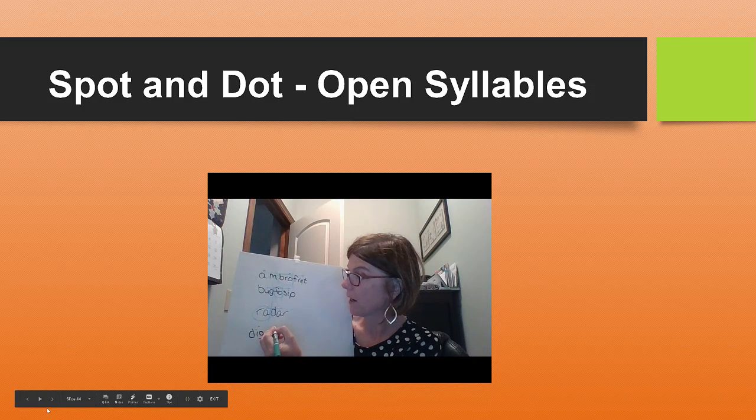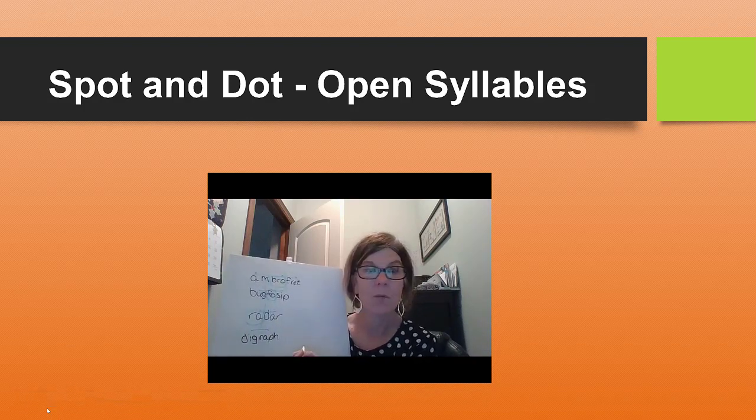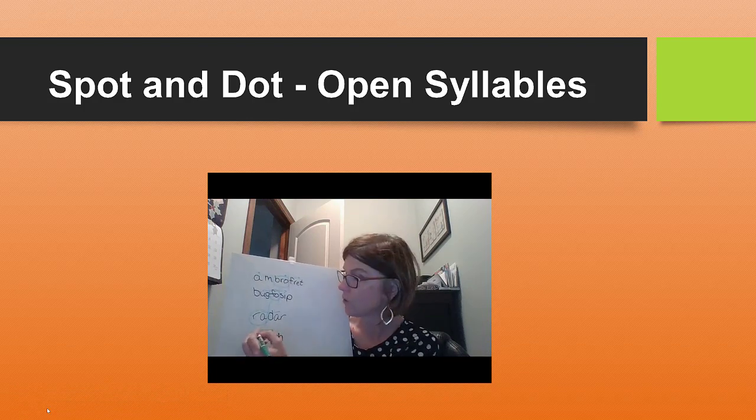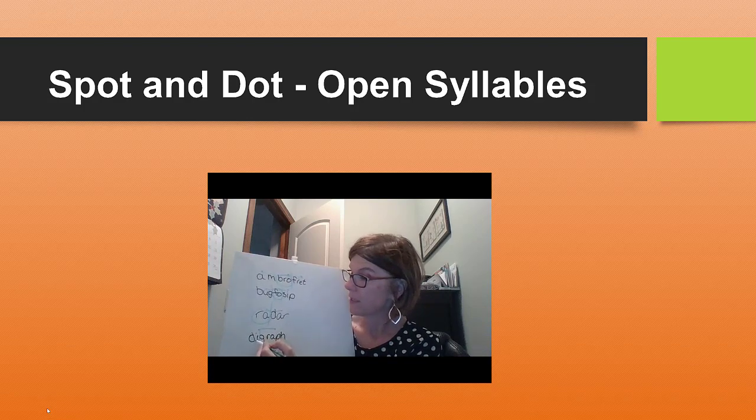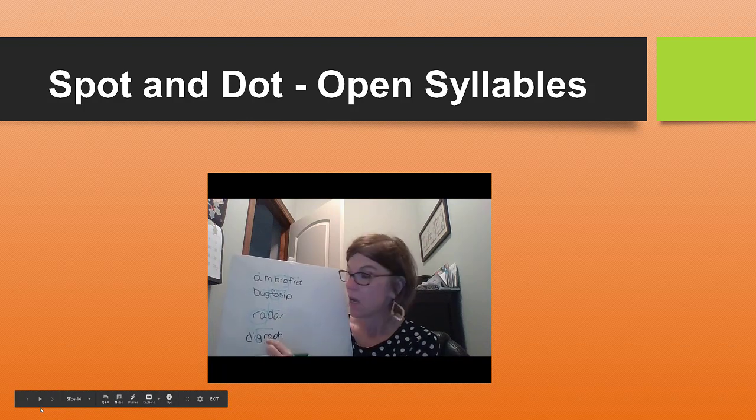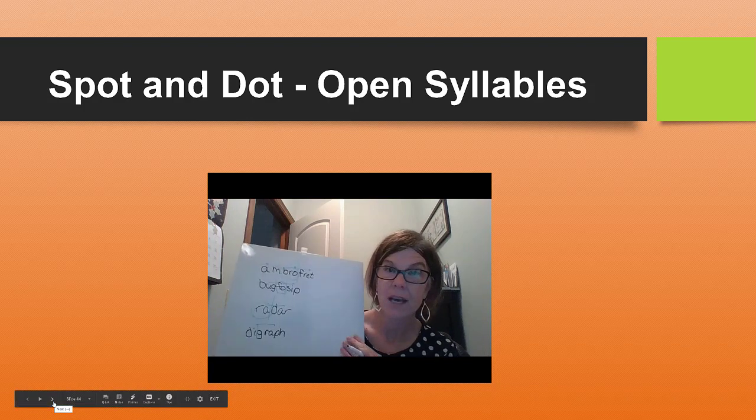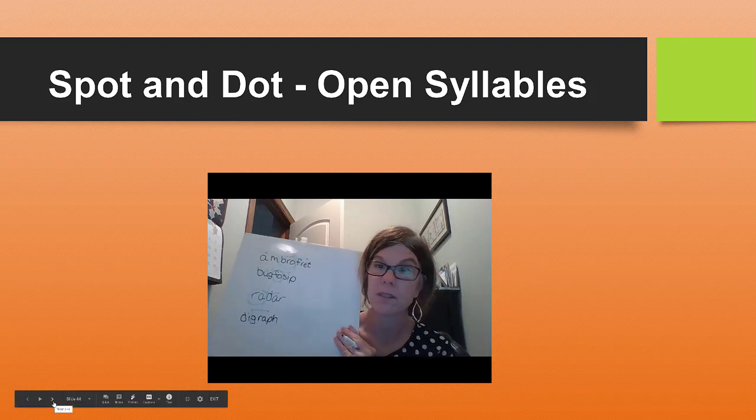So let's spot and dot my I and my A. Draw a line. So I've got to decide where I'm going to divide that word, and I'm going to divide right here. So then I have my open syllable die, and I have my word graph. I would keep that G with the R because I know that R-A-P-H is not a word. So that's why I know that my G has to come with my R to make graph, which I know is the root word for right. So die, graph. So that is how you spot and dot open syllables.